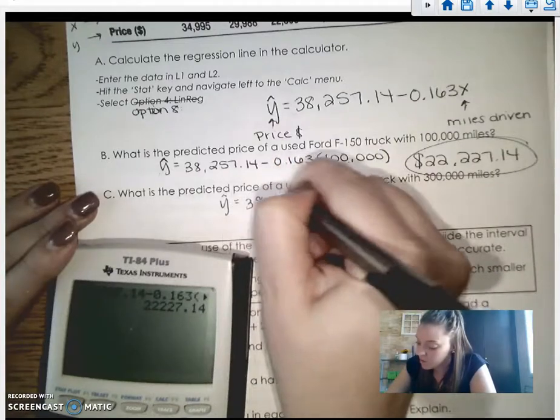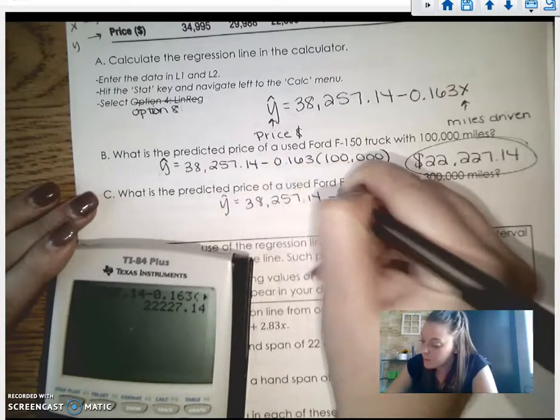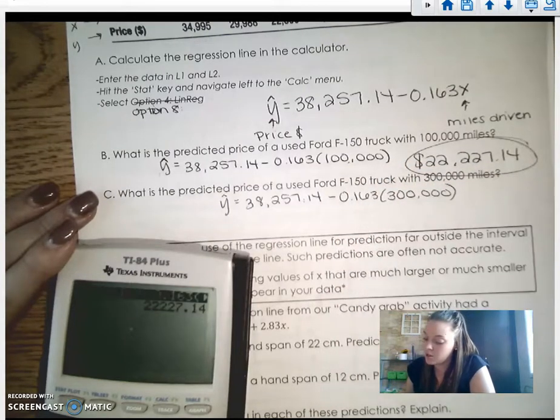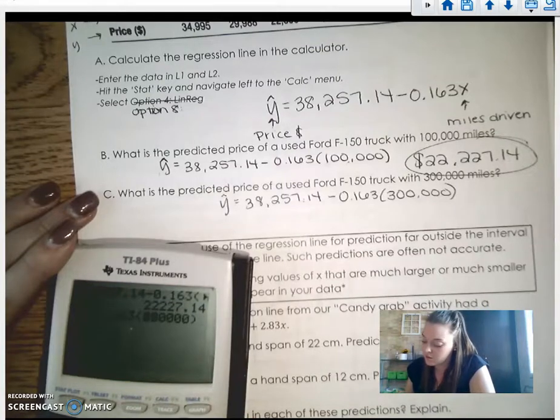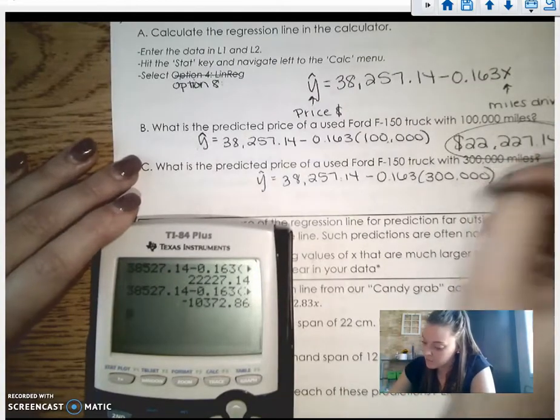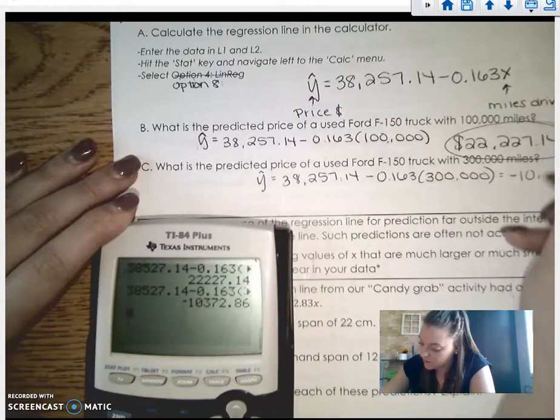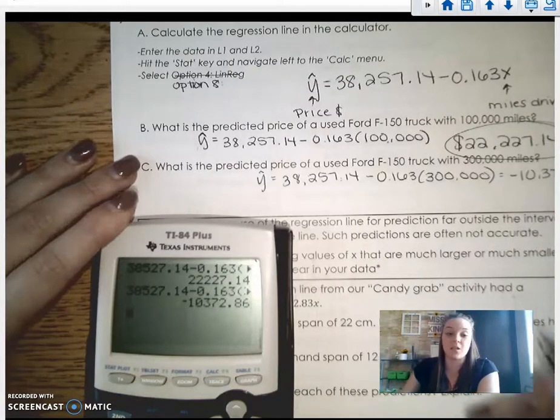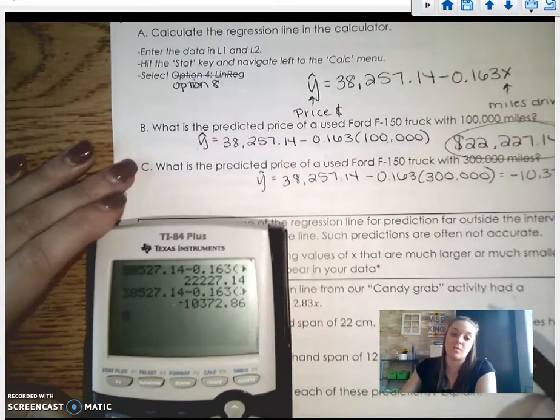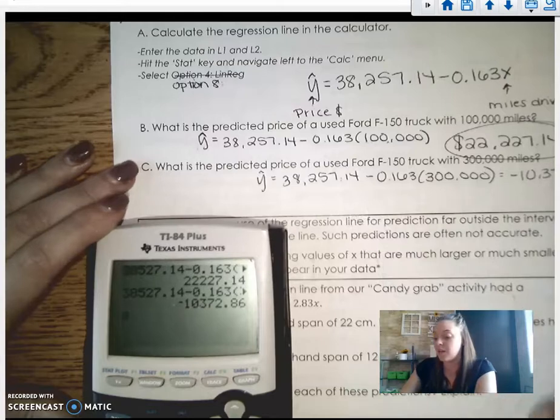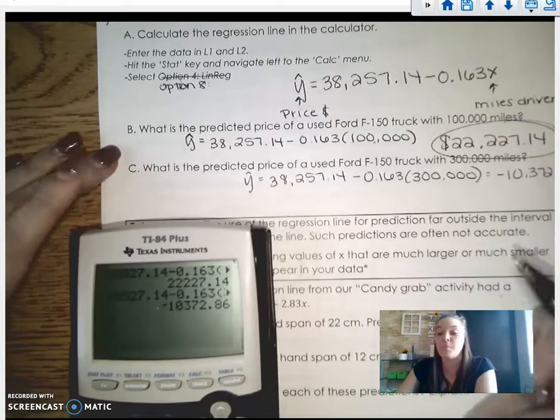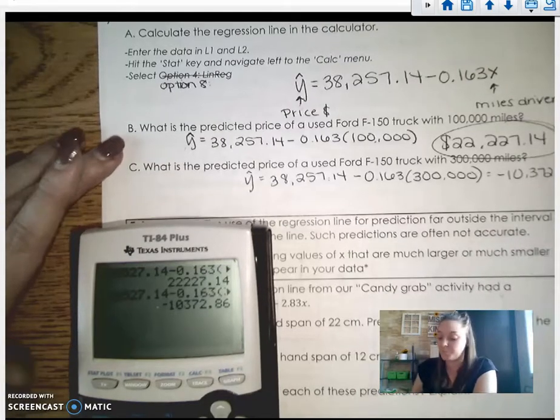So 38,257.14 minus 0.163, same exact thing, but this time we're using 300,000. And I get negative $10,372.86, which tells me that they would have to pay you to take this truck with 300,000 miles. So the predicted price would be negative, so that would probably never actually happen. Because it's negative, you know that wouldn't happen.